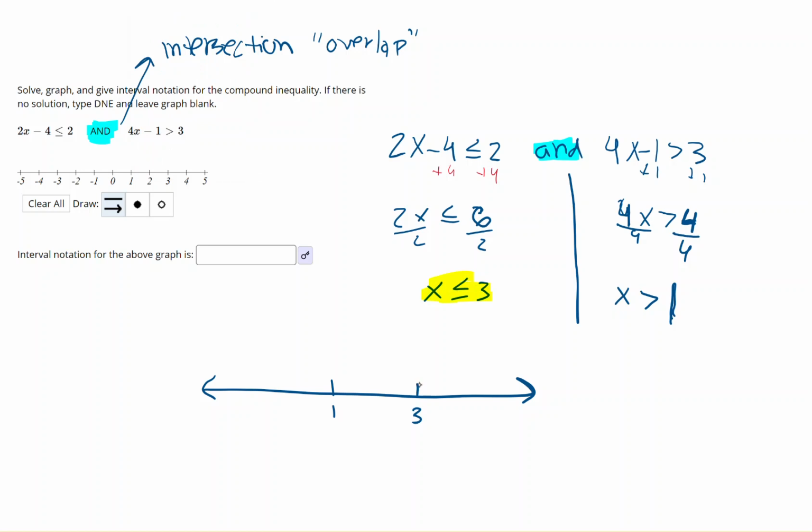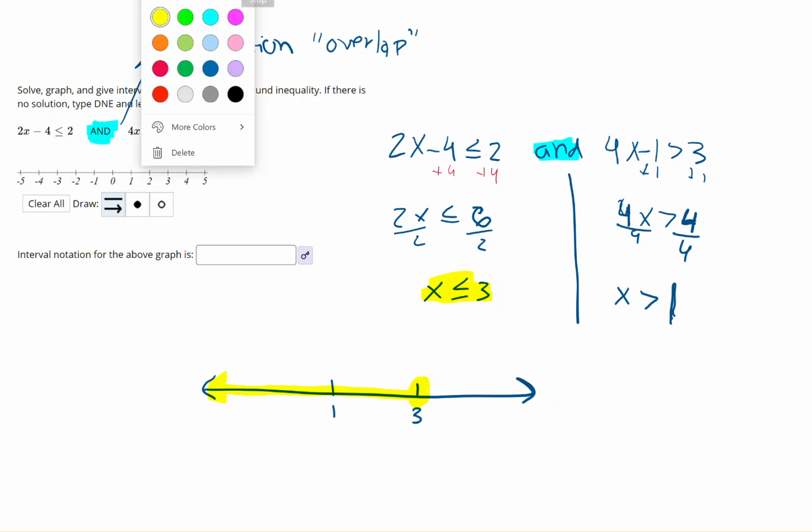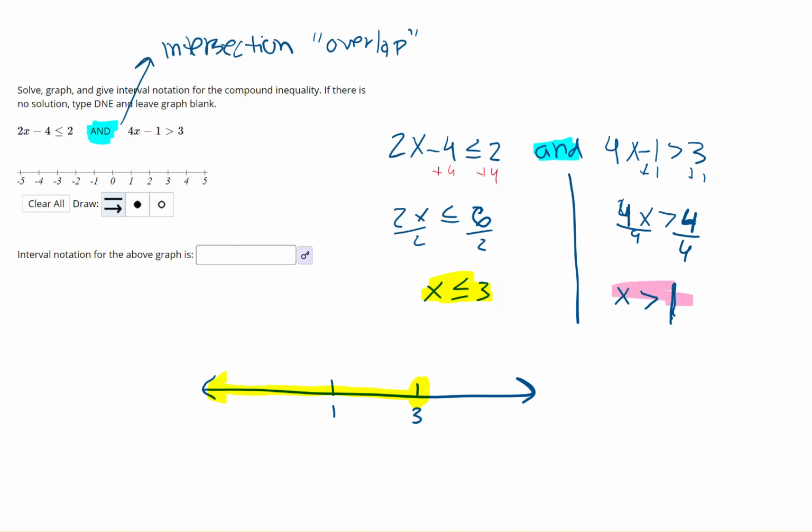Less than or equal to 3 is going to be a closed circle on 3 because we're including the 3. Then we're going to highlight everything that's less than 3 going on to the left. Let's change that color to pink, and let's go for the next one. x is greater than 1. Greater than doesn't include the 1, it's just all the numbers bigger than 1. So we show that with an open circle here, and we head to the right.